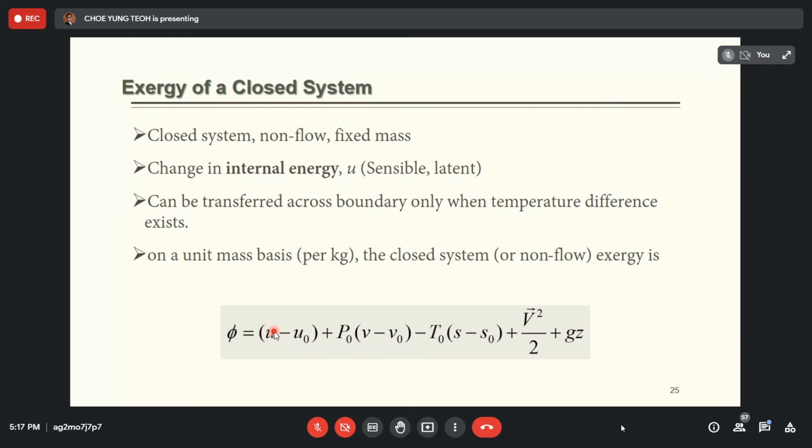But how much of the internal energy can be released to the surrounding, can be used to do work, depends on the surrounding internal energy or surrounding temperature. So you have to consider U and U0: how much will be left after you reach equilibrium with the surrounding. So U minus U0, where U0 is the internal energy when the substance is at the temperature of the surrounding. How much is left? So we calculate the exergy, not energy. If you calculate the energy, we just consider U. You don't need to minus U0. We can see that we have U0, P0, V0, T0, S0, all with the 0 referring to the environment or surrounding. So the first term is the change of internal energy.